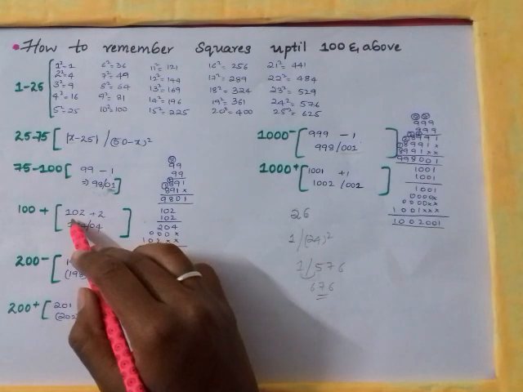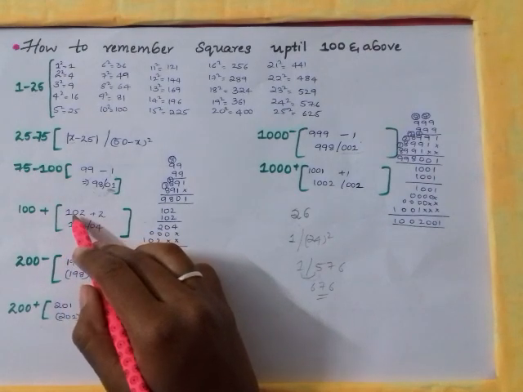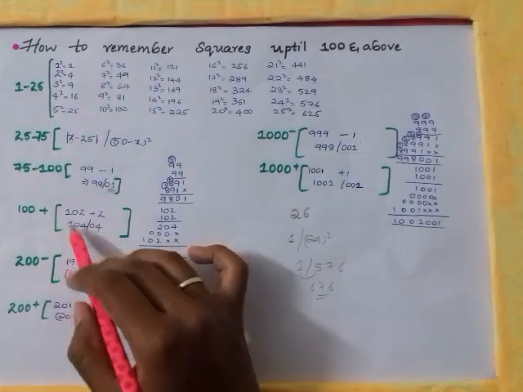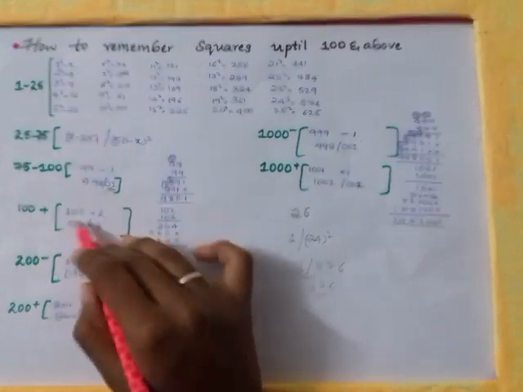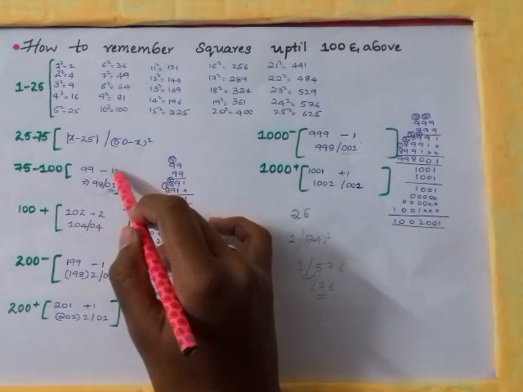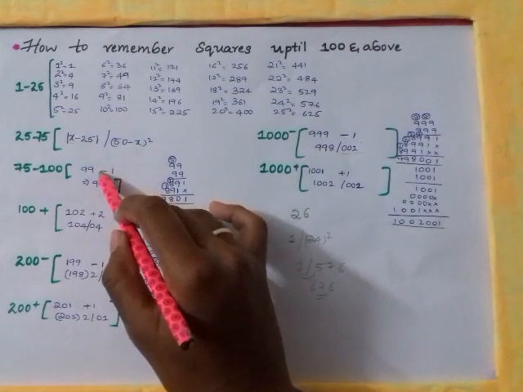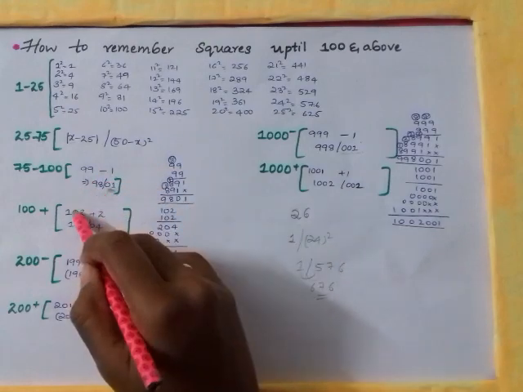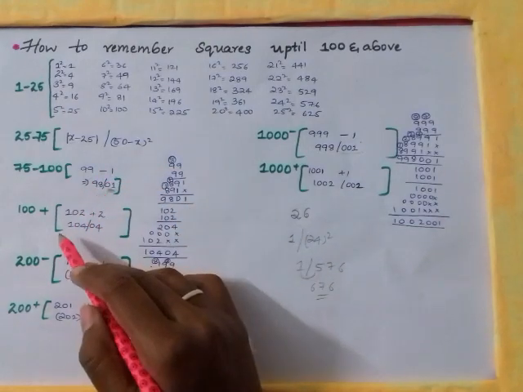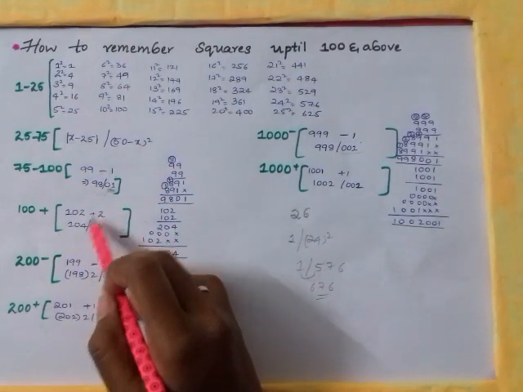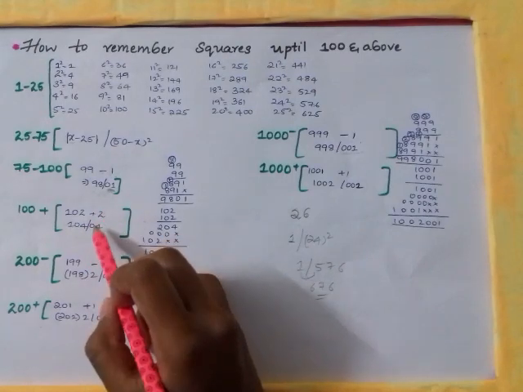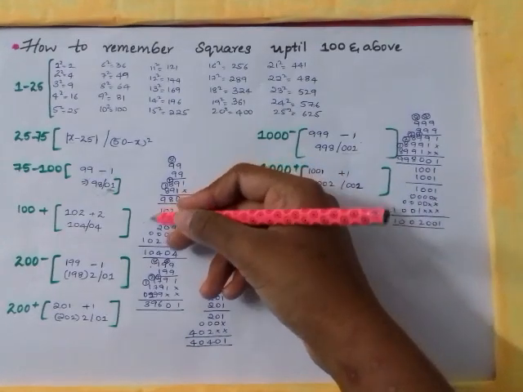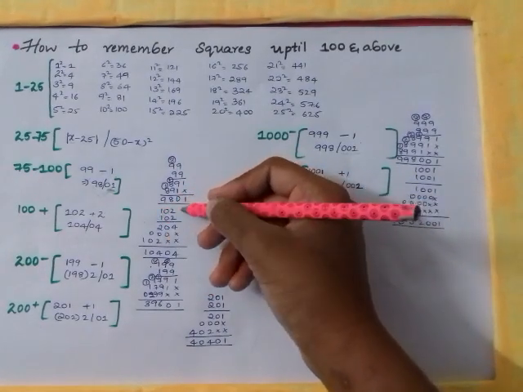Next, 100 plus. 102 is 2 more than 100. So 102 plus 2 is 104. Because the number is less than 100, we subtract, and because it is more than 100, we add. So 102 plus 2 gives 104 slash 2 squared is 04. So the square of 102 is 10404.